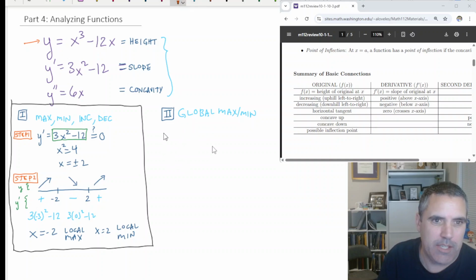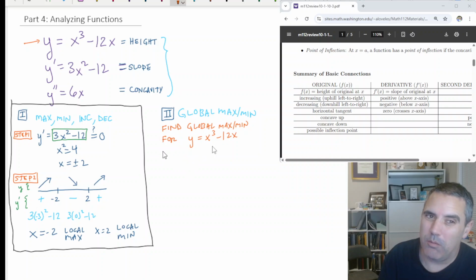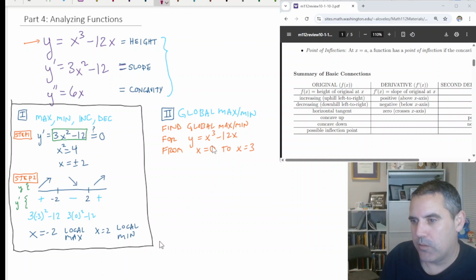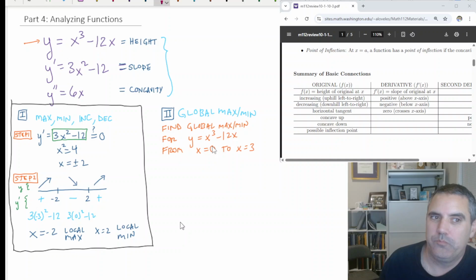So a question like this would say, find the global max and min for this function, x cubed minus 12x, and then they'd give you an interval from, let's say, x equals 0 to x equals 3. And I didn't pick these numbers ahead of time. How can you tell it's a global max question? It will say something about the largest or smallest on an interval.